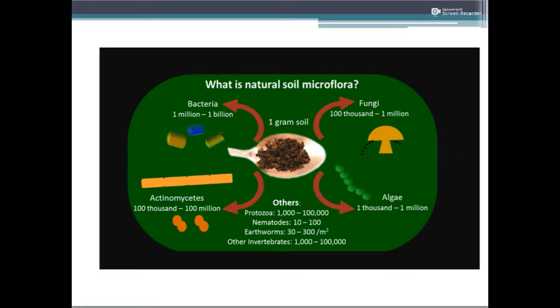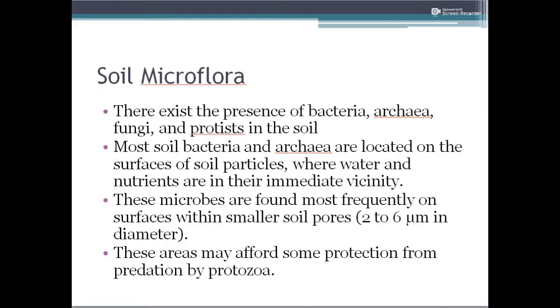If you take the soil microflora, as we mentioned, we have bacteria, fungi, protists, and also some primitive members, the primitive bacteria such as the archaea, present in the soil. Most of the soil bacteria and archaea are located on the surface of the soil particles, where water and nutrients are in their immediate vicinity. Vicinity means where water is easily available for them in their close neighborhood.